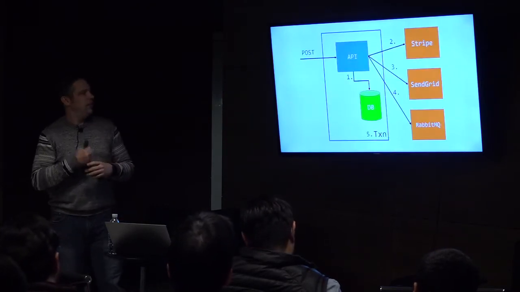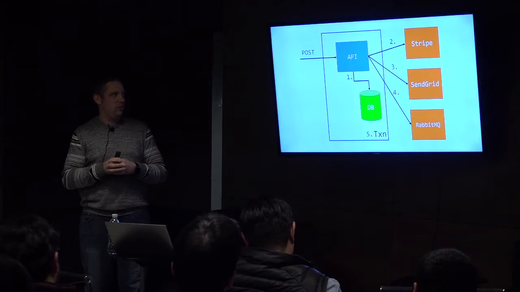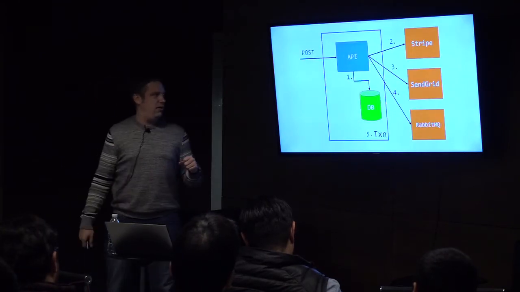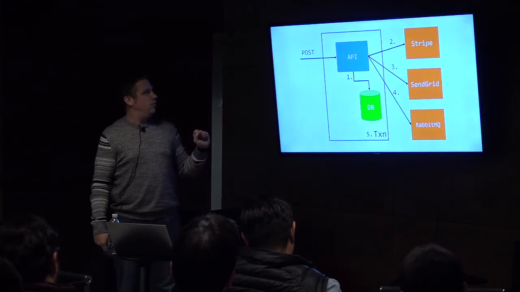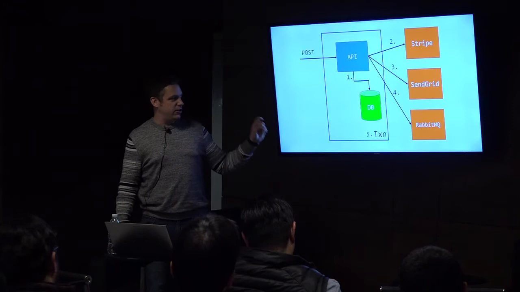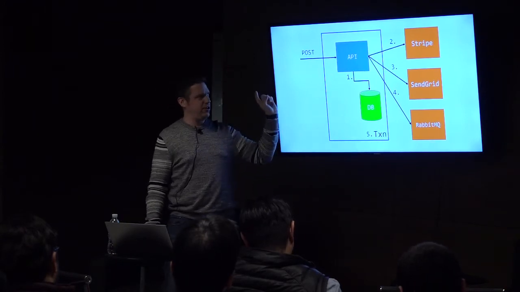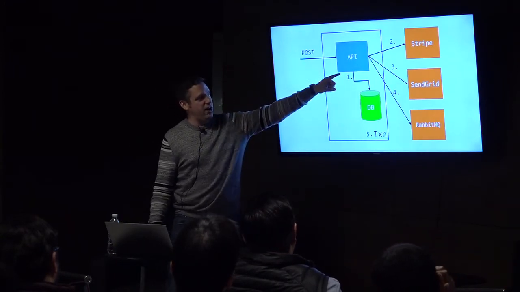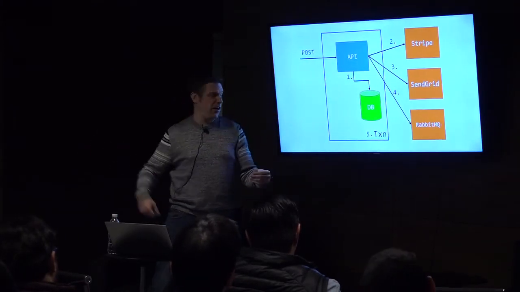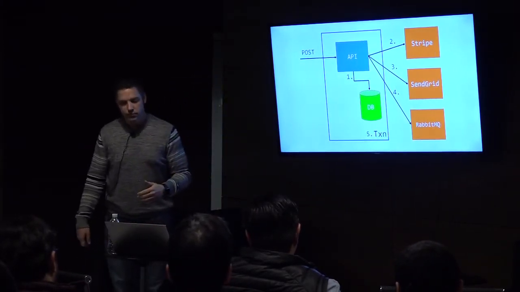So this is the basic flow that we drew on a whiteboard. We said that as part of making this call, we have a transaction that happens. We make first a call to the database to go get the customer information. Then we make a call to Stripe, a call to SendGrid, a call to RabbitMQ, and then finally at the very end, we commit the transaction.